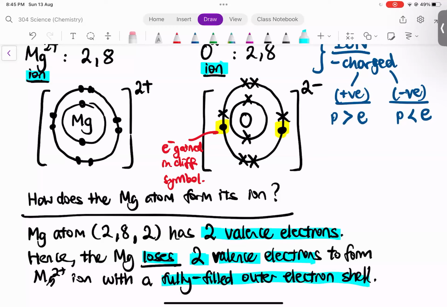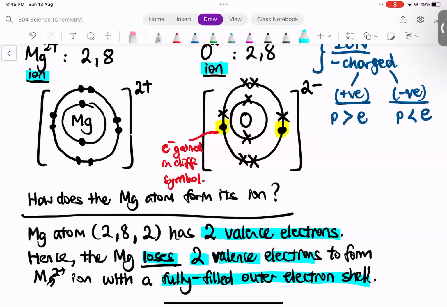Okay, tell me how many valence electrons there are. Tell me whether it loses or gains valence electrons. How many valence electrons are lost or gained. And finally, make sure you write down that the ion formed has a fully filled outer electron shell. Okay, so this is an example of how to tackle such a question. So please ensure you have taken this down.